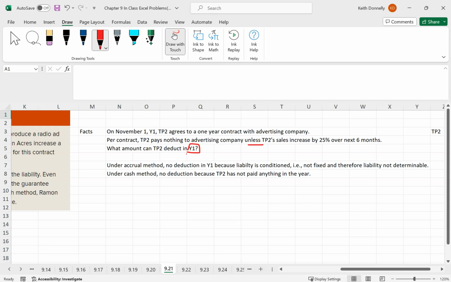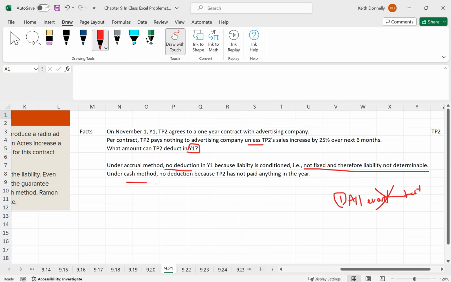So we're trying to pay a contract here with an advertising company, and it's a contingent amount that we're going to pay them. It's contingent on how much our revenues increase. Well, the idea is that under the accrual method, the liability here is conditioned. In other words, we don't know if we're going to pay this or not, if it's actually going to be incurred. So because it's not fixed, because it's not determinable, we do not meet the all events test for deductions. We fail that, so we don't get the deduction.